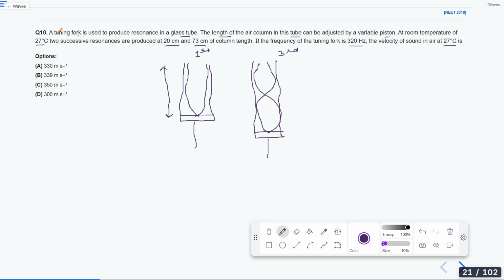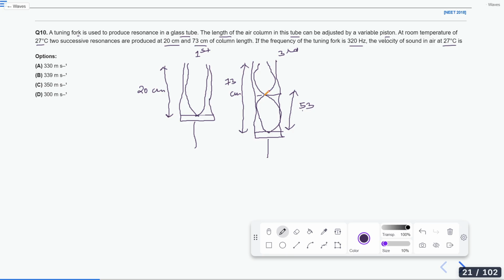So they are saying at room temperature of 27 degrees, two successive resonances are produced at 20 centimeter and 73 centimeter. Suppose the first is produced at 20 centimeter. The second one is produced at which column length? 73 centimeter. So what is this distance then? This distance would be 73 minus 20, that is 53 centimeter. Above one is 20 centimeter, and this is 53 centimeter. Clear?